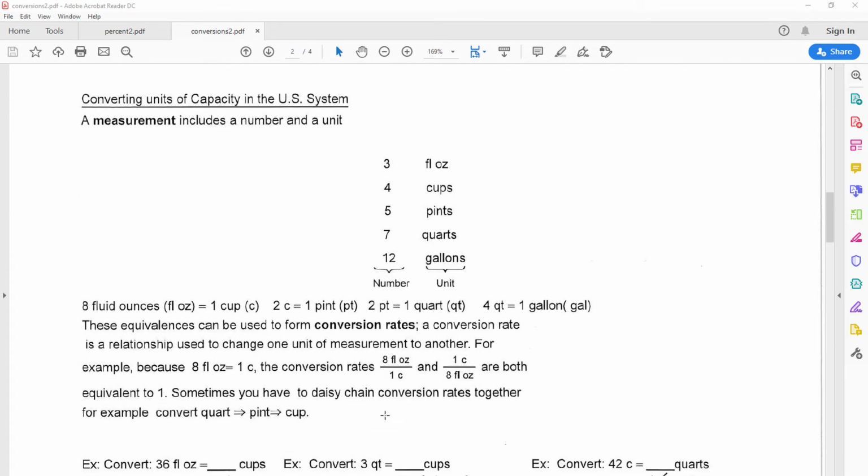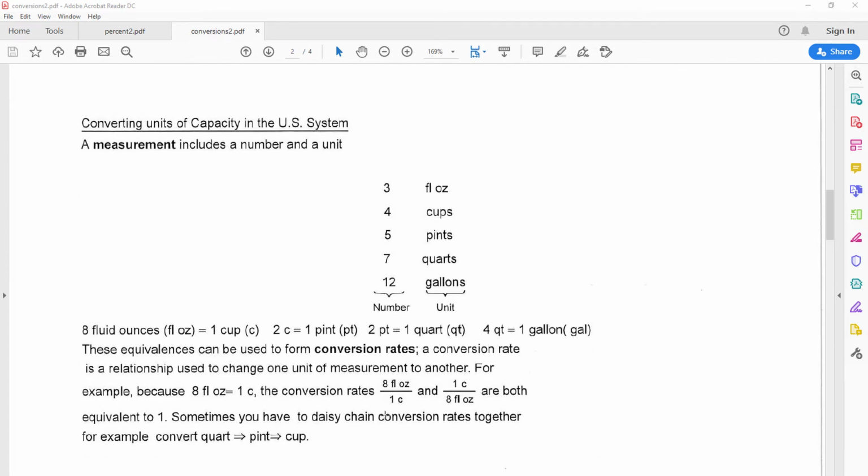The next one here is converting units of capacity in the U.S. system. A measurement includes a number and a unit. These are some examples of measurements of capacity. We have ounces, cups, pints, quarts, and gallons. Now we can show how these small units of capacity match up against the larger units of capacity here.